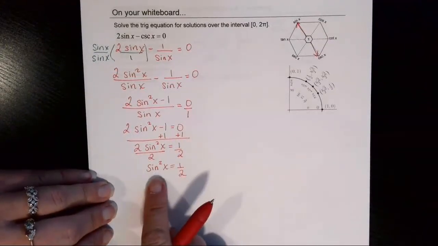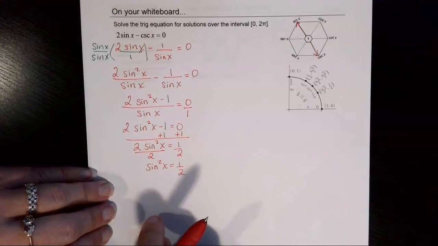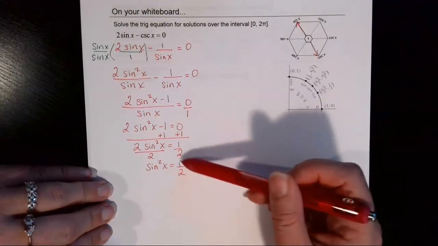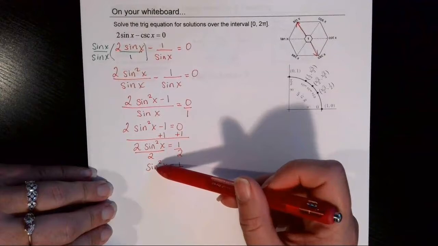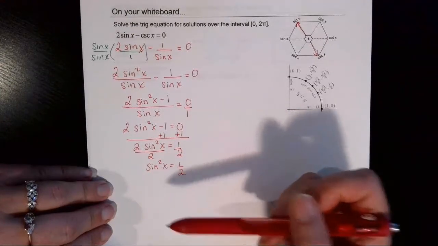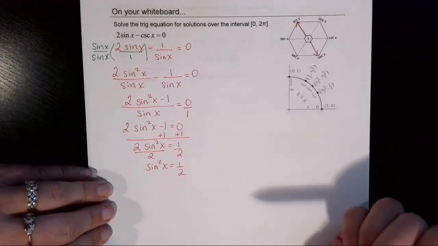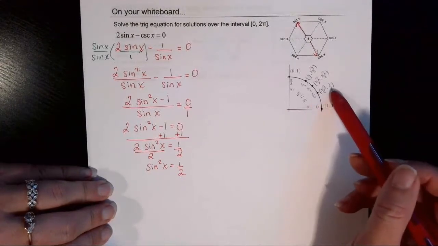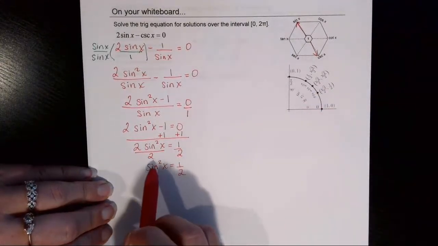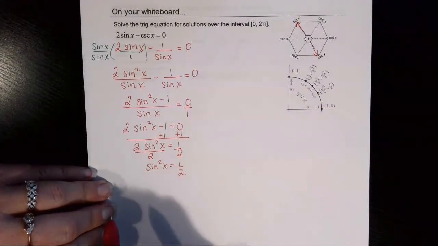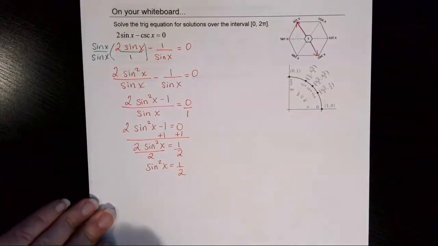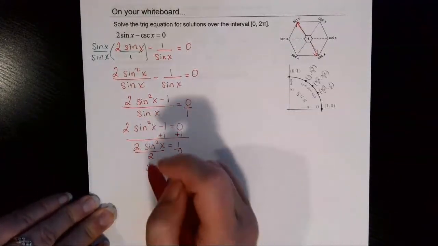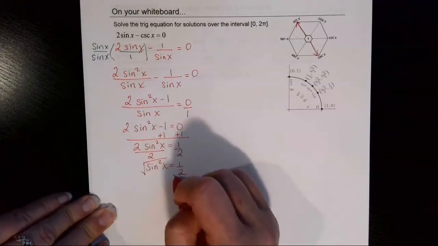And here we want to be really careful, because a lot of students at this point are tempted to notice that 1/2, notice the sine, and think, oh, sine is the y coordinate on the unit circle, so that must mean pi over 6 is an answer. It's not, because this is sine squared of x equals 1/2. We haven't gotten the x by itself yet. So to undo a square, we need the inverse operation, which is a square root.